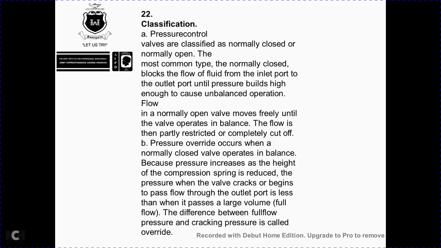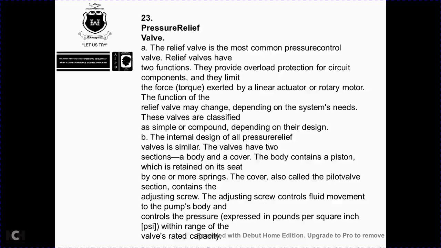Classification: pressure control valves are classified as normally closed or normally open. The most common type, normally closed, blocks fluid flow between the inlet port and the outlet port until the pressure builds high enough to cause unbalanced operation. The normally open valve must move freely until the valve operates in balance flow, then is partially restricted, with a complete cutoff of the pressure override curve. With the normally closed valve operating in balance, pressure increases with the compression of the spring. When the valve cracks, it begins to flow through the outlet port, and then passes a large flow to full flow. The difference between the full flow pressure and the cracking pressure is called override.